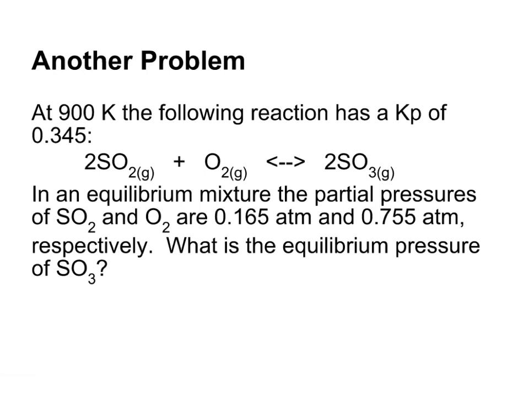So let's look at another problem. At 900 Kelvin, the following reaction has a Kp, that's pressure, of 0.345. And then there's our balanced equation. 2SO2 plus O2 is in equilibrium with 2SO3. In an equilibrium mixture, the partial pressures of SO2 and O2 are 0.165 atmospheres and 0.755 atmospheres respectively. What is the equilibrium pressure of SO3?